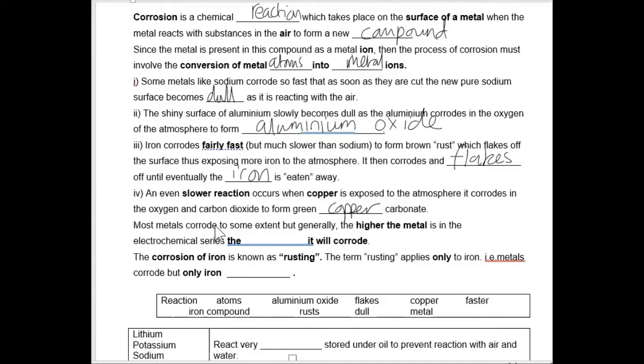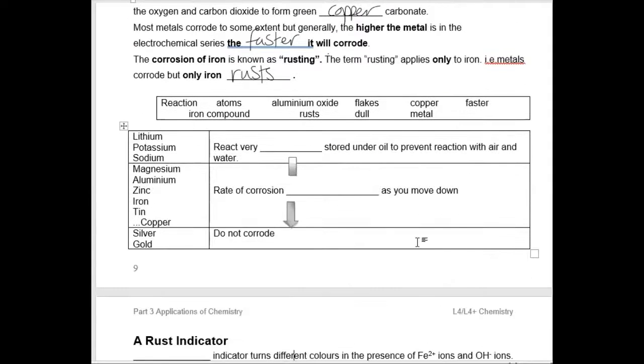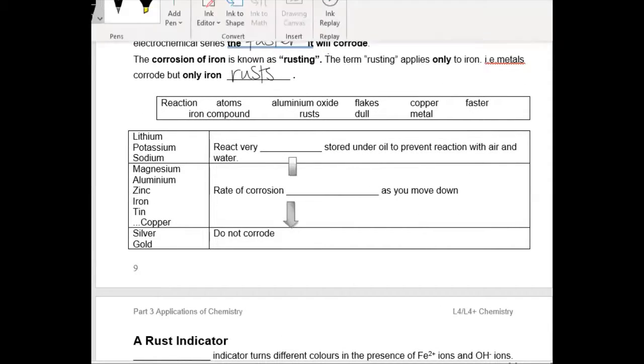Most metals corrode to some extent, but generally the higher the metal is in the electrochemical series, the faster it will corrode. The corrosion of iron is known as rusting. The term rusting applies only to iron. Metals corrode, but only iron rusts. So many answers in the exams rely on that sentence, that metals corrode, but only iron rusts.